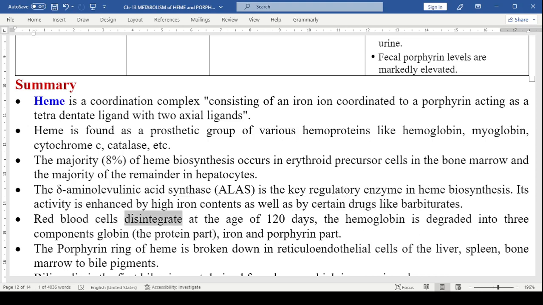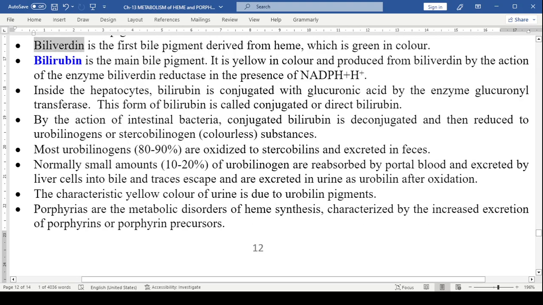Red blood cells disintegrate at the age of 120 days. The hemoglobin is degraded into three components: globin, the protein part, iron, and porphyrin part. The porphyrin ring of heme is broken down in reticuloendothelial cells of the liver, spleen, bone marrow to bile pigments. Biliverdin is the first bile pigment derived from heme, which is green in color. Bilirubin is the main bile pigment. It is yellow in color and produced from biliverdin by the action of the enzyme biliverdin reductase in the presence of NADPH plus H+.